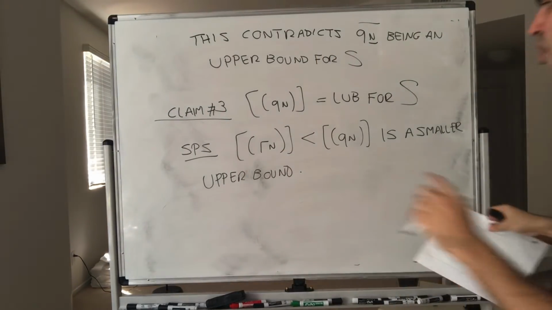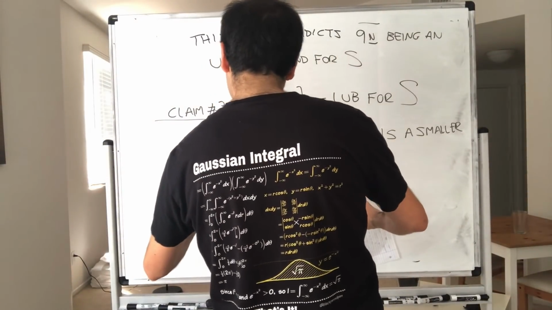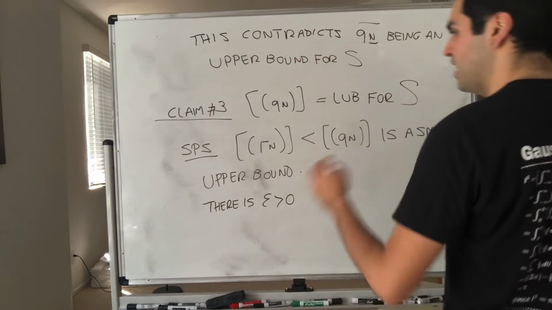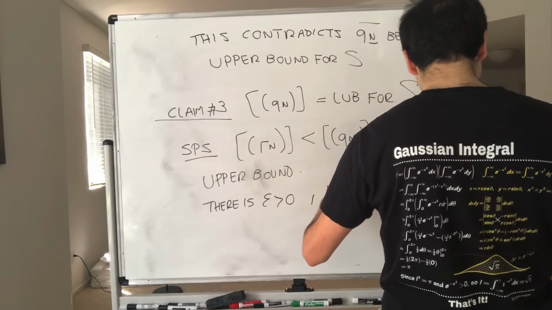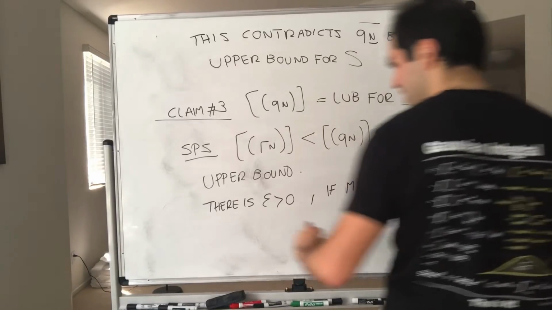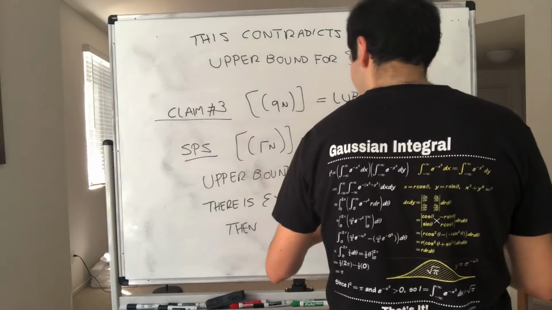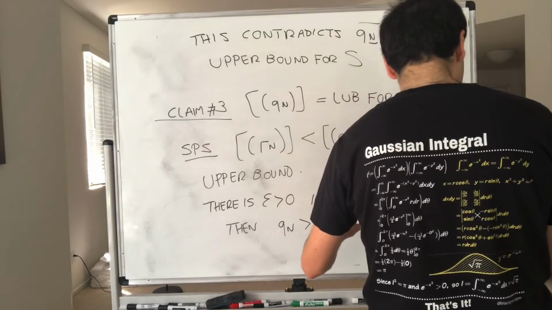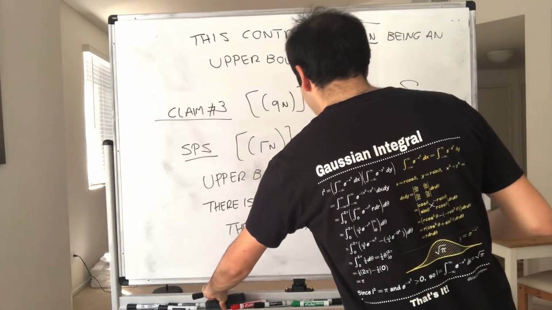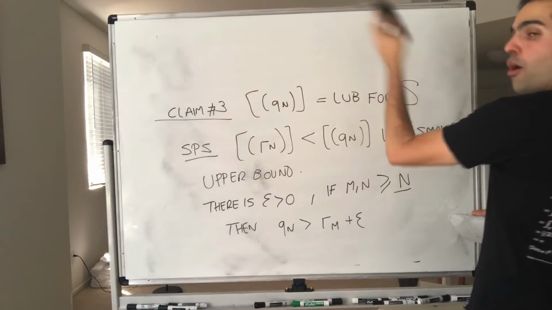So what does it mean for Rn to be less than Qn? Well, this means there is epsilon such that, and a threshold capital N, such that if m and n are bigger than or equal to capital N, then Qn is bigger than Rm plus epsilon. Okay, so this is true for all n.